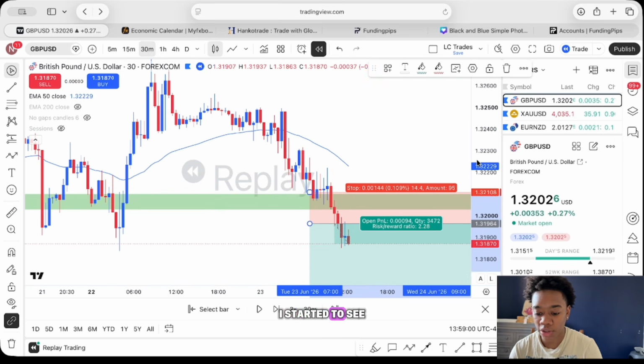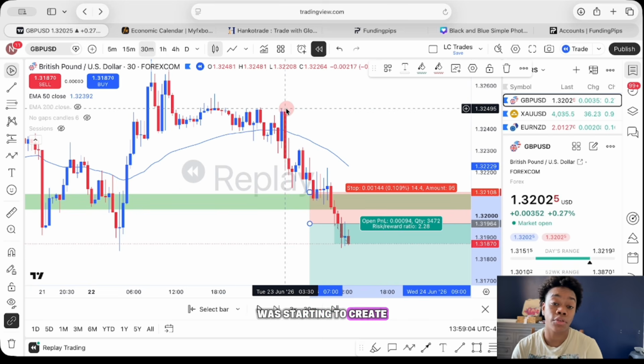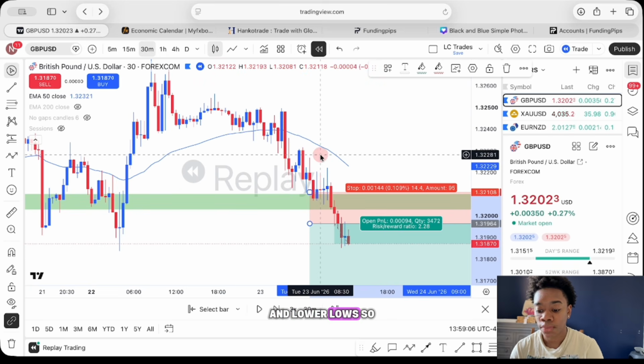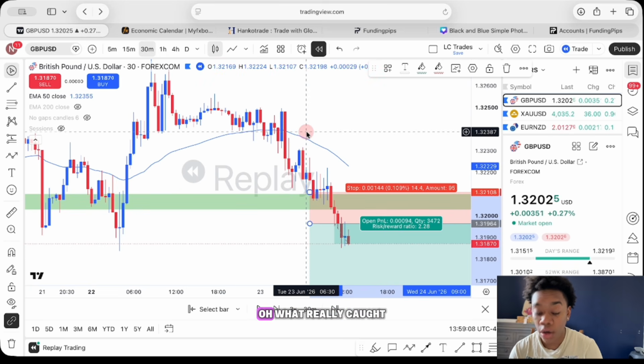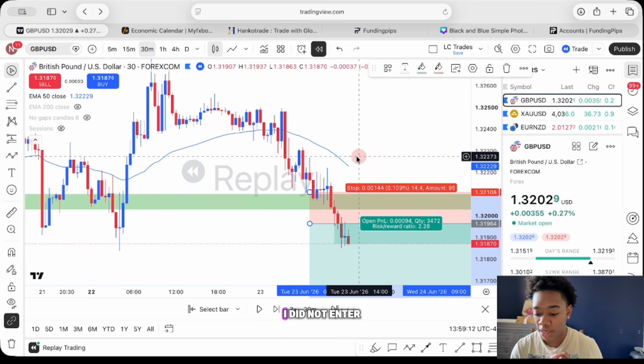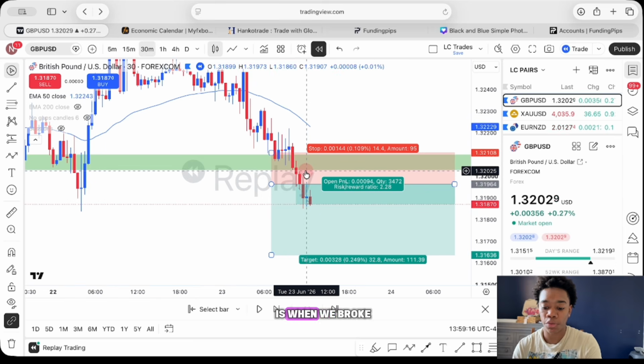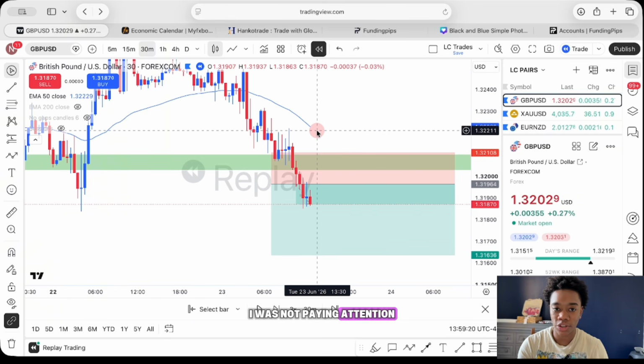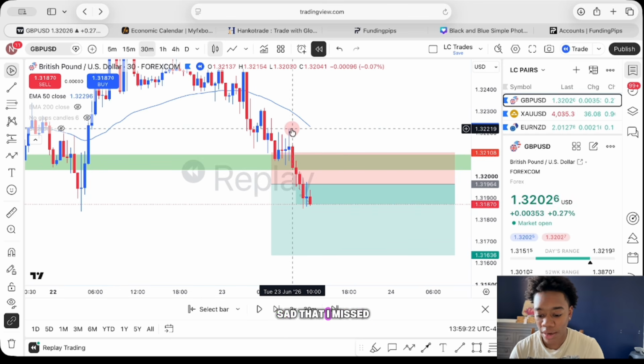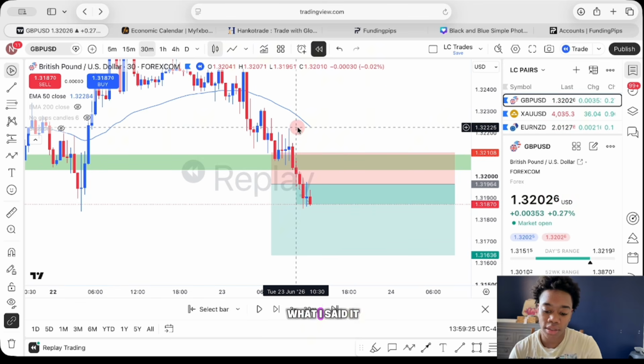So first, I started to see that the 30-minute was starting to create lower highs and lower lows. So what really caught my attention, because I did not get into this trade, I have to remind you guys, I did not enter this trade. So what caught my attention is when we broke below this level right here. Now, again, I was not paying attention. I was at work and I was very sad that I missed this trade, but it did exactly what I said it was going to do.